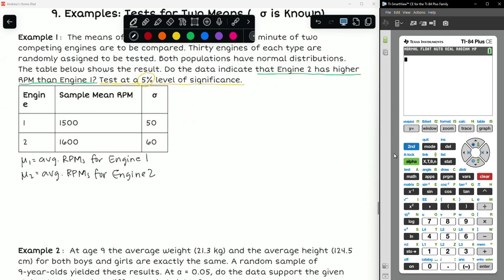I am going to quickly jot down, I know that my alpha is 0.05, and then I'm going to jot down my null and alternative hypotheses, and this is where it gets weird. In this case, they're asking me to compare engine 1 and engine 2, not compare engine 1 to a number. So instead of having values in my hypothesis statement, I'm looking at relationships between the mean for engine 1 and the mean for engine 2.